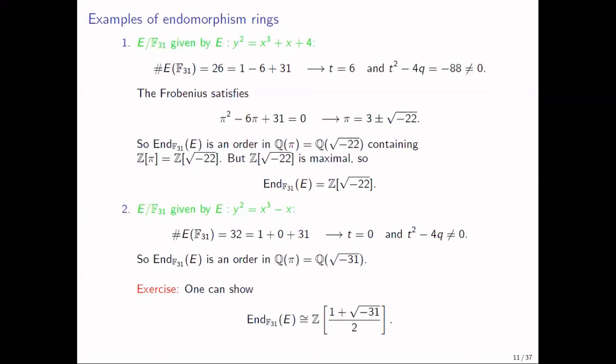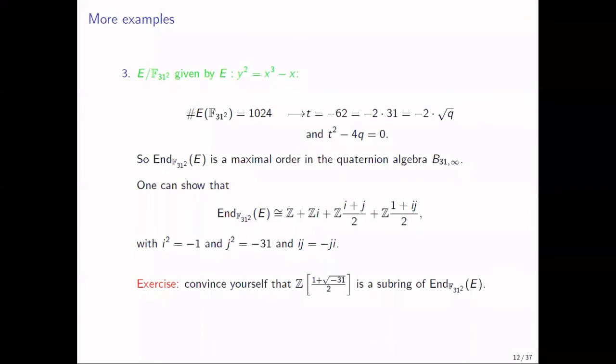Okay, so now let's continue with a very different elliptic curve. It's given by the same equation, y squared is x cubed minus x, but now it's given over a different field. And Frobenius depends on the field that you define your curve over. Okay, so this is a different curve, a different situation. You count the number of points, and you see that the trace is minus 2 times square root of q, and the discriminant is 0.